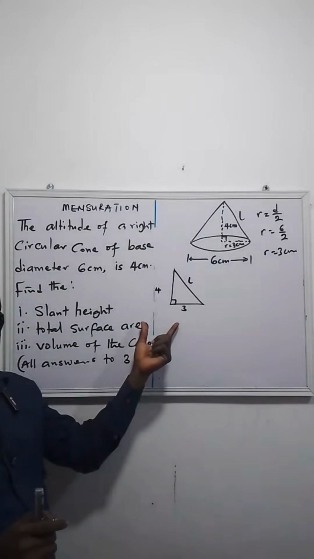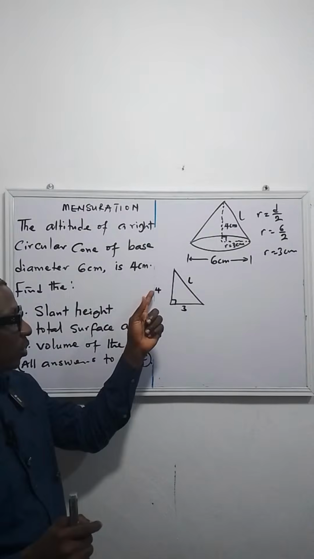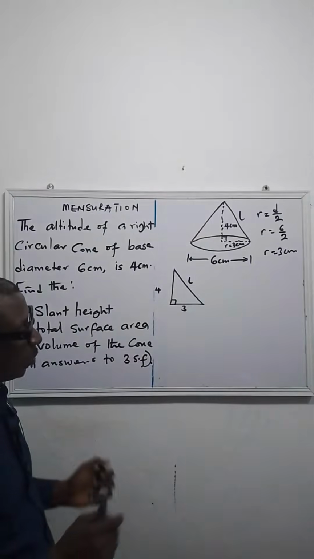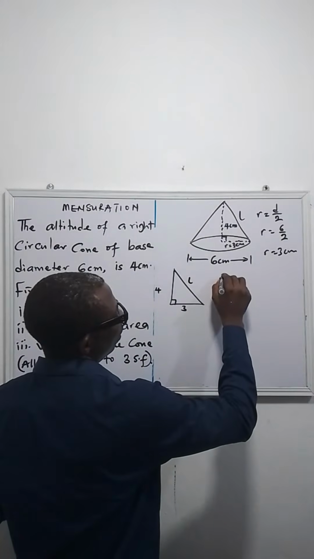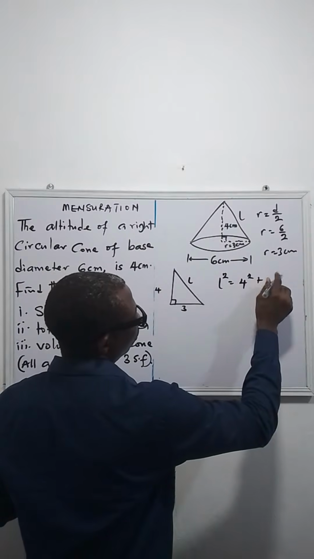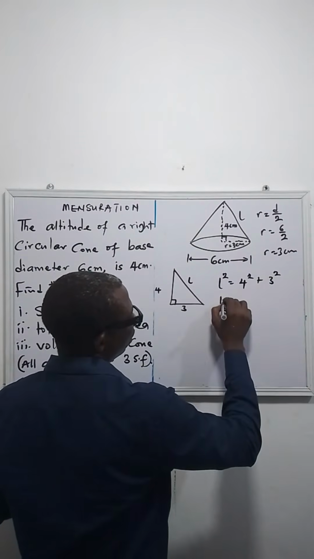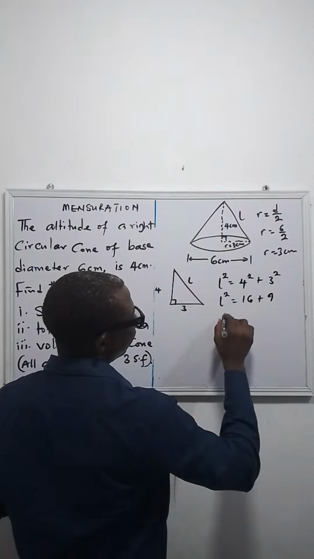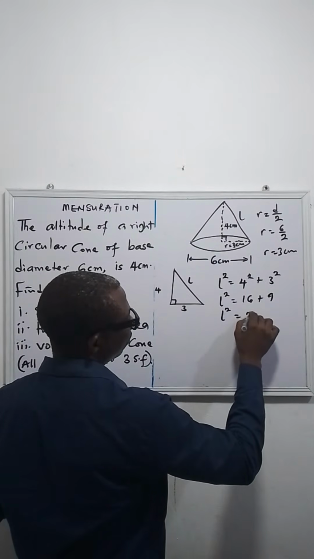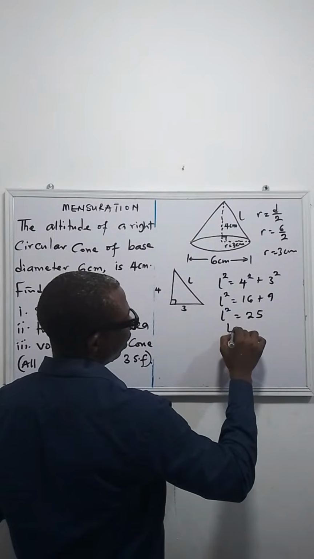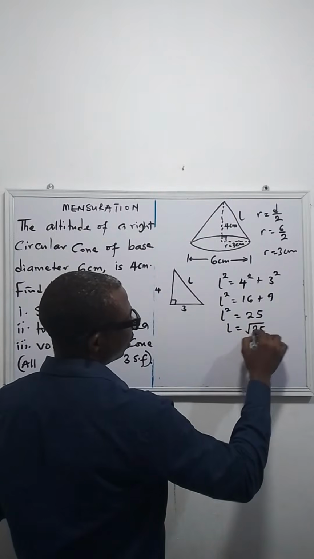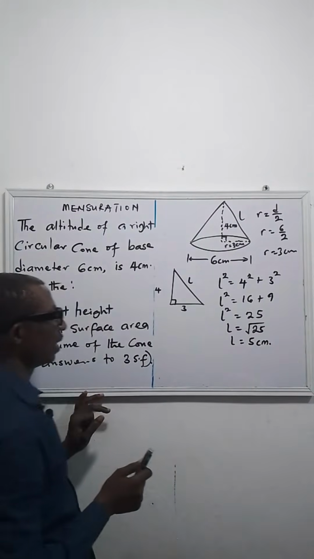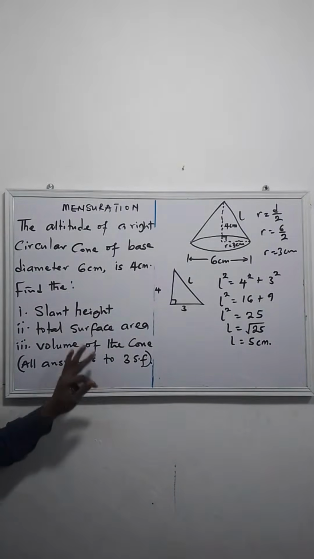So we are going to be making use of Pythagoras theorem. The squares of the two sides, when added together, give us the square of the hypotenuse. So we have L squared equals 4 squared plus 3 squared. So L squared equals 16 plus 9. So L squared equals 25. So we have L equals square root of 25, and that gives you 5 centimeters. So the slant length is 5 centimeters.